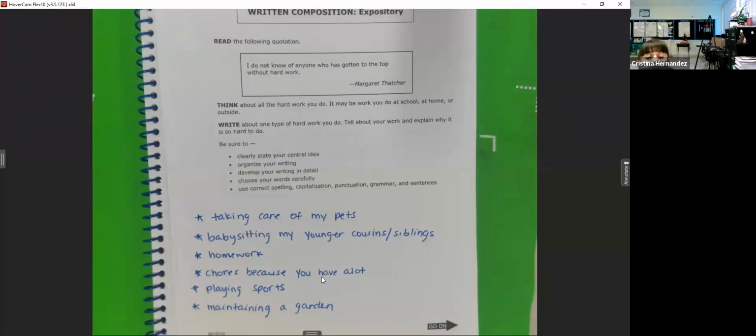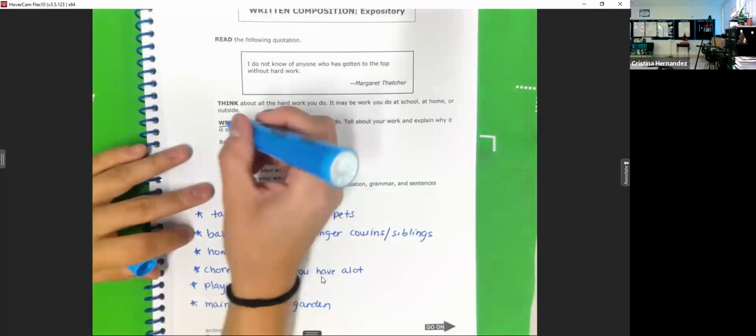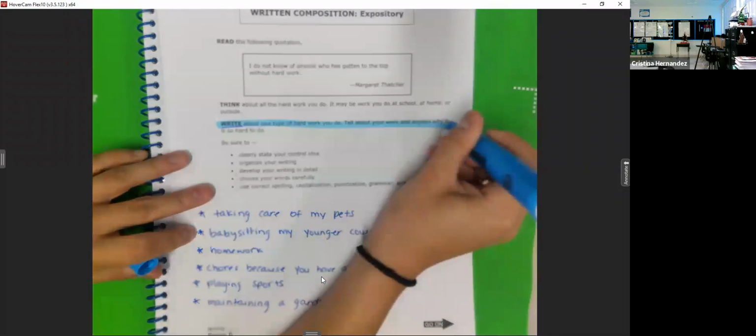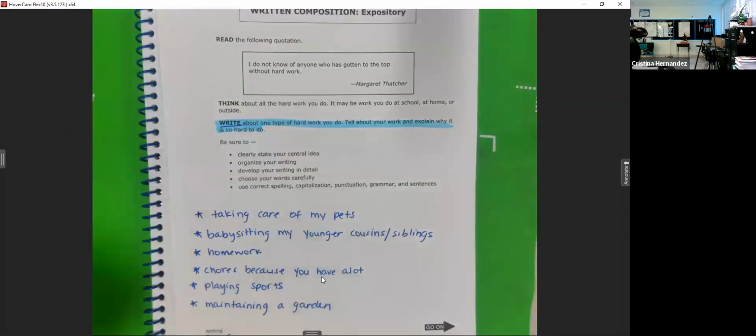So we were talking about hard work. I do not know of anyone who has gotten to the top without hard work. Think about all the hard work you do. It may be work you do at school, at home, or outside. This is what we're writing about right here. Write about, I will highlight it so we know, write about one type of hard work you do. Tell about your work and explain why it is hard to do.